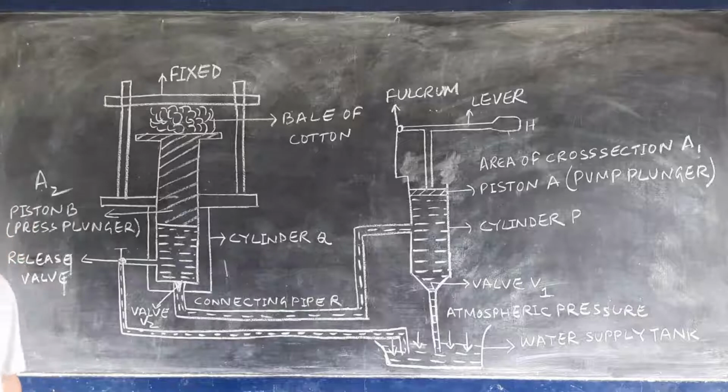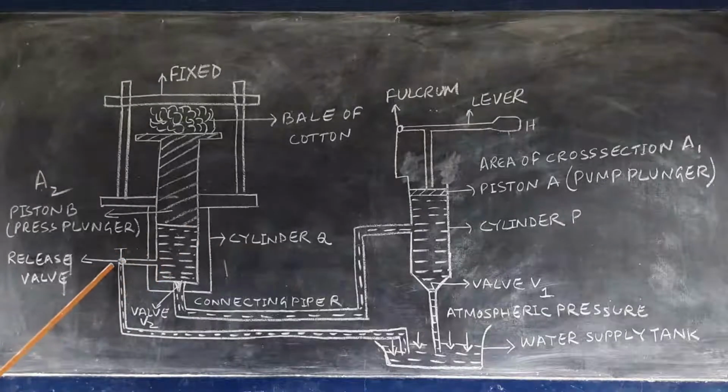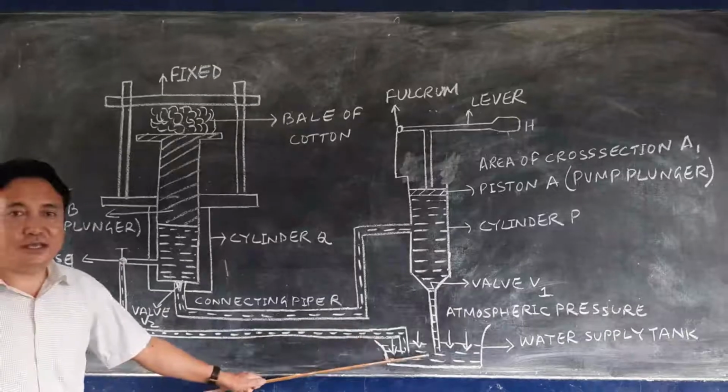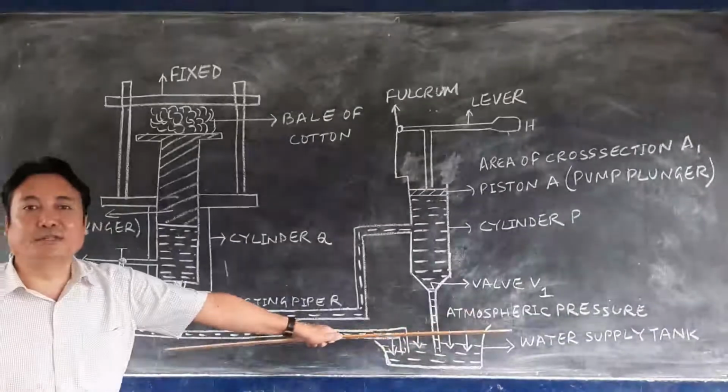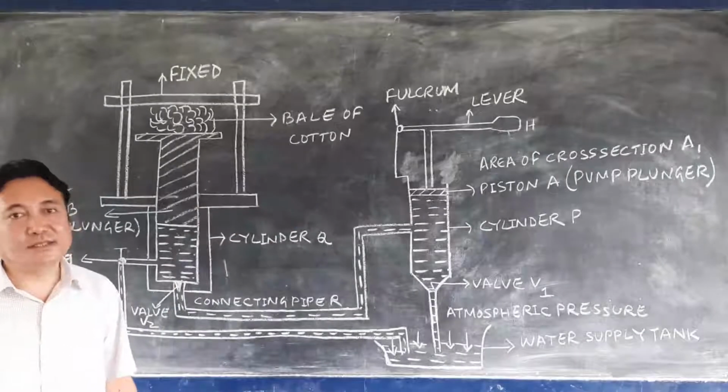Then after the completion of this work of the machine, when the machine completes its work, again the release valve gets opened, and the water will pass through the release valve and be collected back into the receiver. So this way the hydraulic press works.